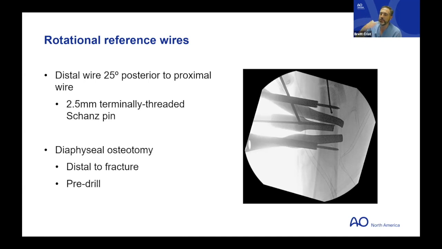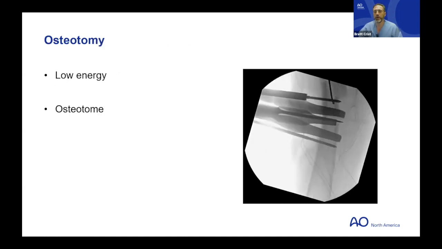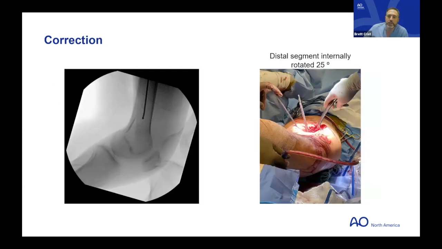So it's going to be angled 25 degrees posterior to the reference wire. And then the osteotomy was pre-drilled with a drill bit, like 6 different holes or however many you can get. And then low energy fancy osteotomes that I got from Mitch help cut and then rotate so you can crack it. And so this is what he looked like with correction.